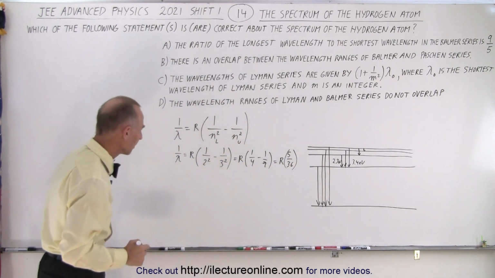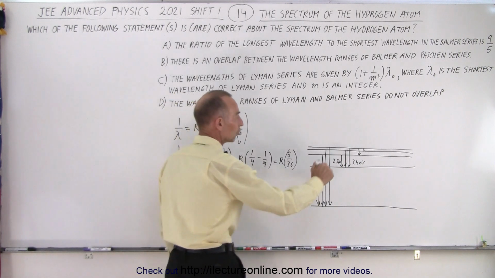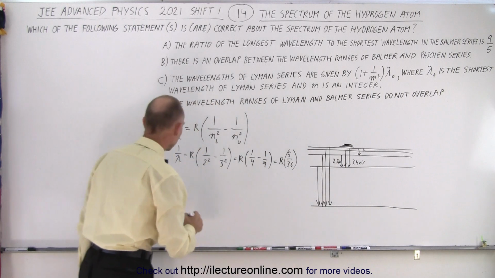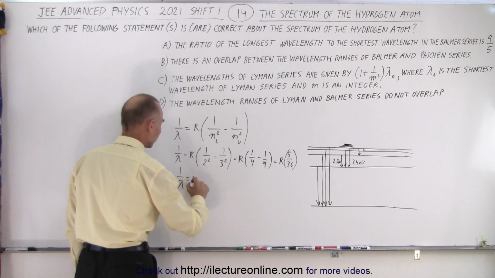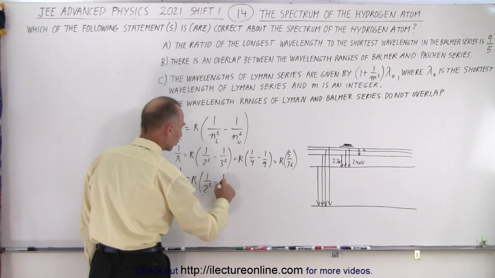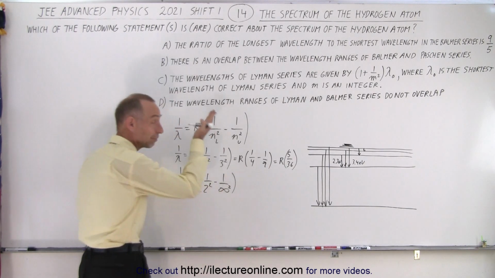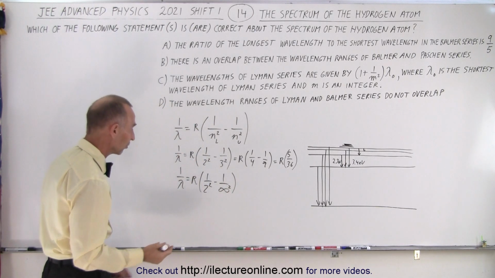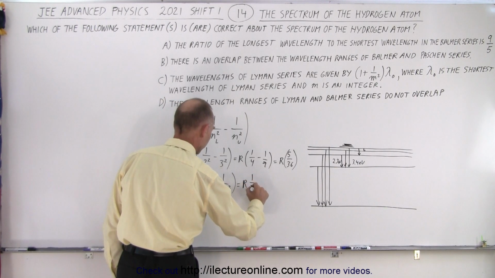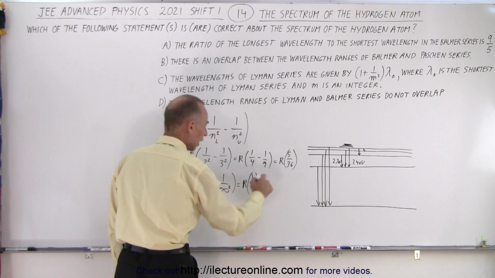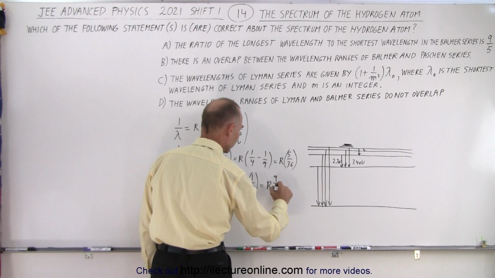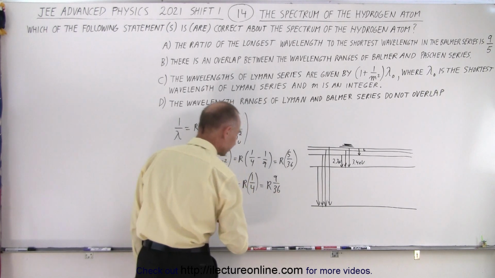Okay. Now, for the longest jump, of course, you have a whole bunch more levels like that. They get really close together. So at that point, we have 1 over lambda equals R times 1 over 2 squared, again the lowest energy state, minus 1 over infinity squared, because we're jumping from a very high energy level, essentially infinity. This goes to 0, so we get R times 1 over 4. And if we convert that to a denominator of 36, 4 goes into 36 nine times, so that would be R times 9 over 36.